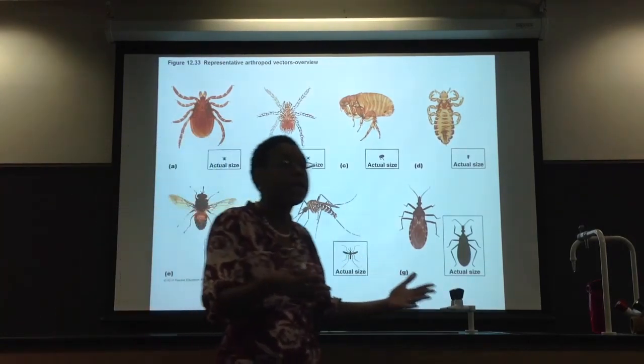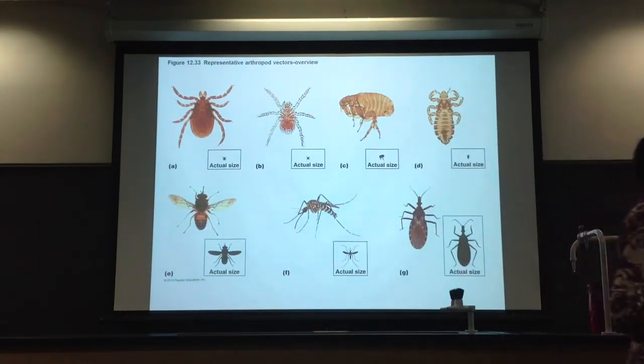But the tsetse fly is a biological vector. It carries trypanosoma. Of course, the mosquito is the most important of them all. It carries lots of different protozoan and also viral diseases. And here is that kissing bug. It carries trypanosoma, which causes Chagas disease. Imagine that guy laying on your arm. He's not big. That's actual size.